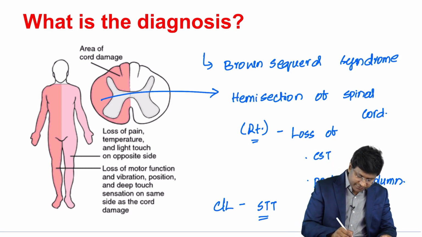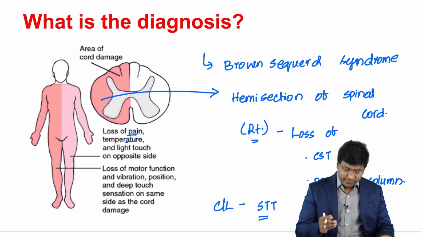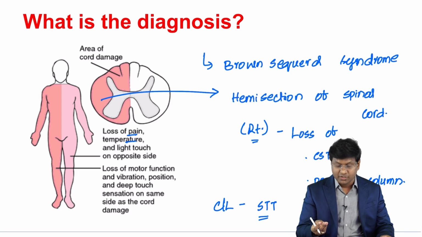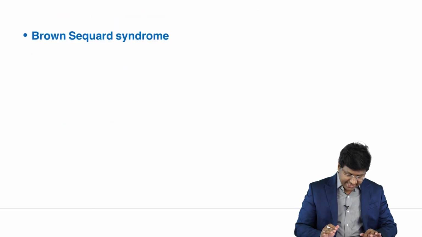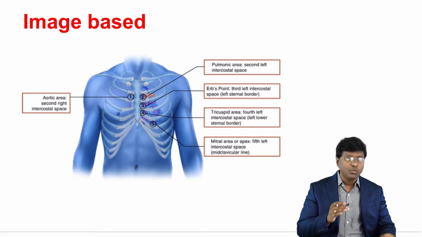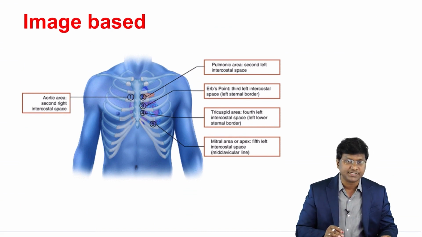So on the opposite half there will be loss of pain, temperature and as well as the touch. Whereas ipsilaterally there will be loss of motor function, vibration, position sense and as well as the fine touch. So that is about the Brown-Sequard syndrome. Next. And there was one more image asked about the areas of the auscultation.